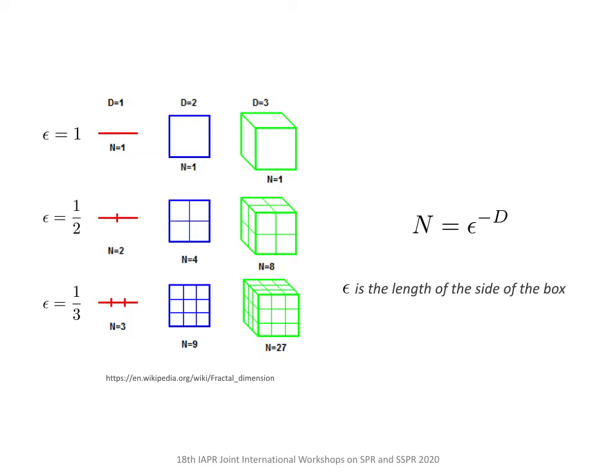Given a fixed volume, the number of boxes we need to cover this volume as we vary the size of the box is given by the relation shown in this slide, where d denotes the fractal dimension. Indeed, if we work out the math in this simple example, we can see that d is equal to the dimension of the underlying space, 1, 2, or 3 respectively.